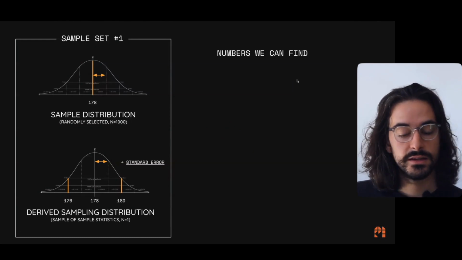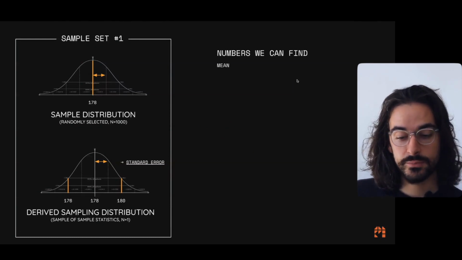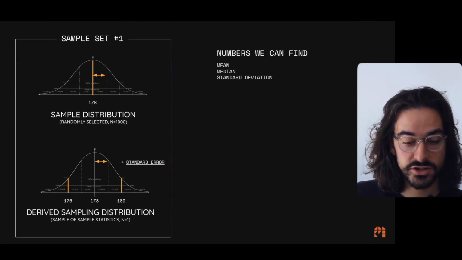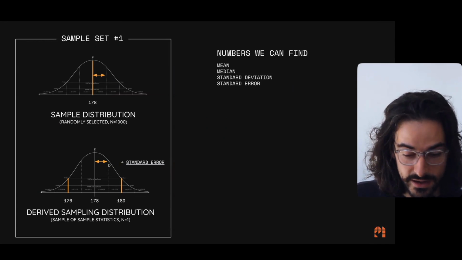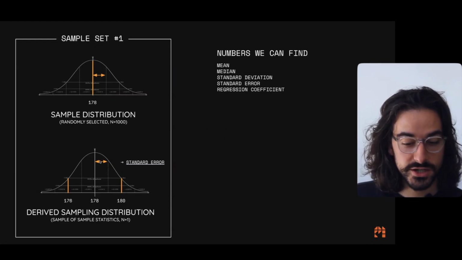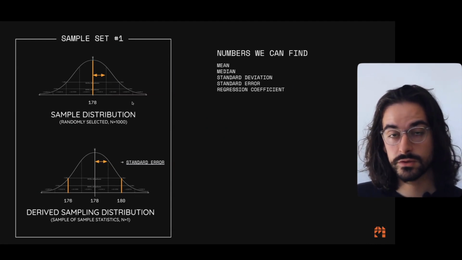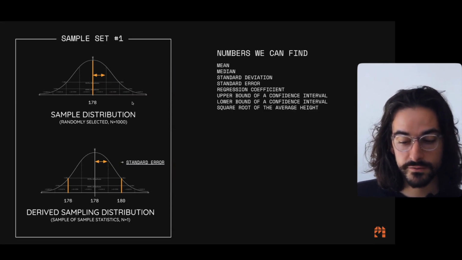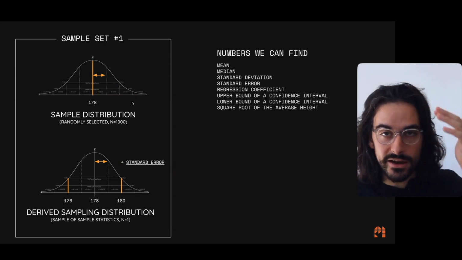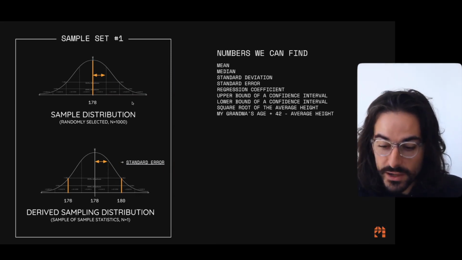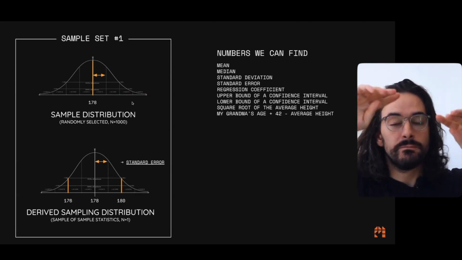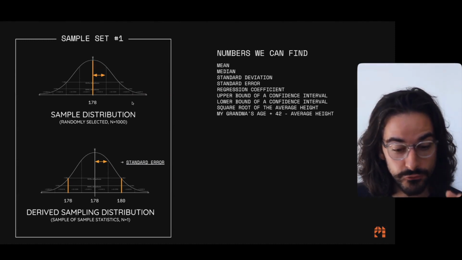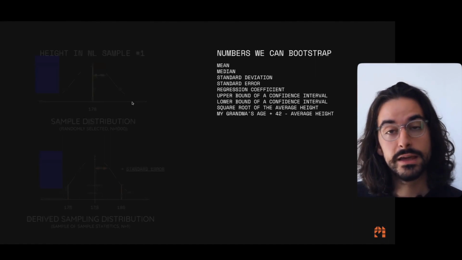You have standard errors. What are the numbers that we can find in the sample set? Well, we can find the mean of our sample. We can find the median of our sample. We can find the standard deviation of our sample, this one up here. We can find the standard error, this one down here. We can find the regression coefficient of this predicting anything else, like if we were doing a regression analysis. You can find the upper bound of a confidence interval, the lower bound of a confidence interval, the square root of the average height. You get what I mean? You can get your grandma's age plus 42 minus average height times 7,000. You can do whatever you want. Whatever number you can find in a sample, you can bootstrap, okay?